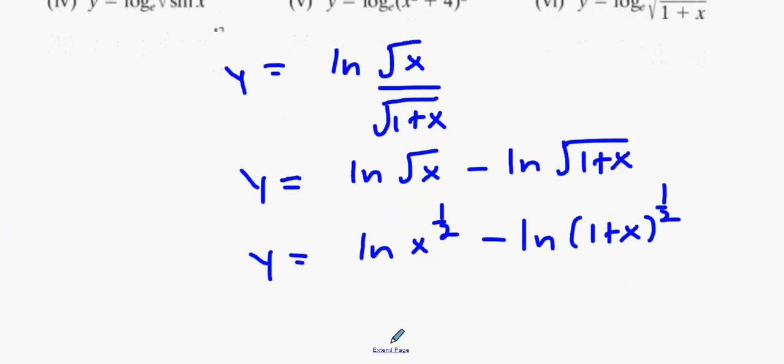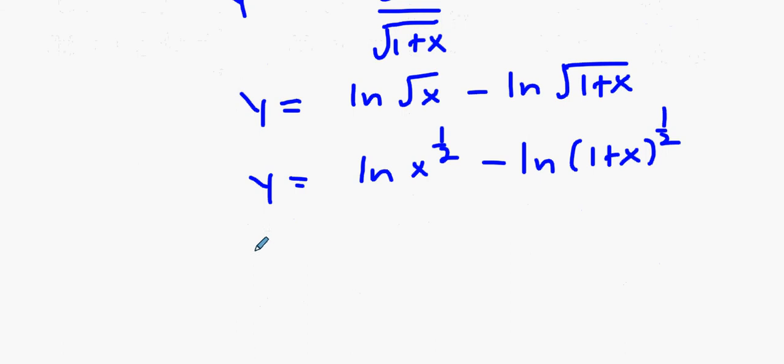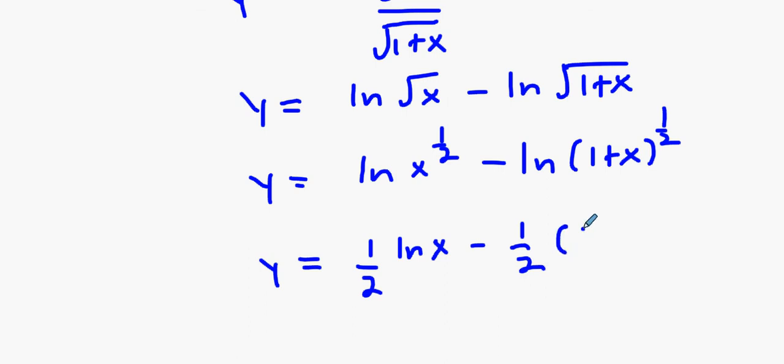So what do you get when we differentiate this? A half. Oh, I didn't do all my prep yet either, have I? I shouldn't even differentiate yet. Still not ready to differentiate yet. Bring the half to the front. A half ln x minus a half ln 1 plus x. Still haven't differentiated yet. Okay. Now I'm going to differentiate.